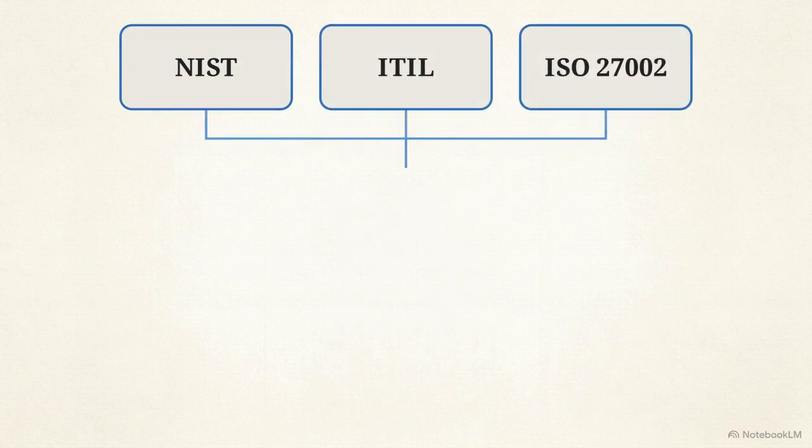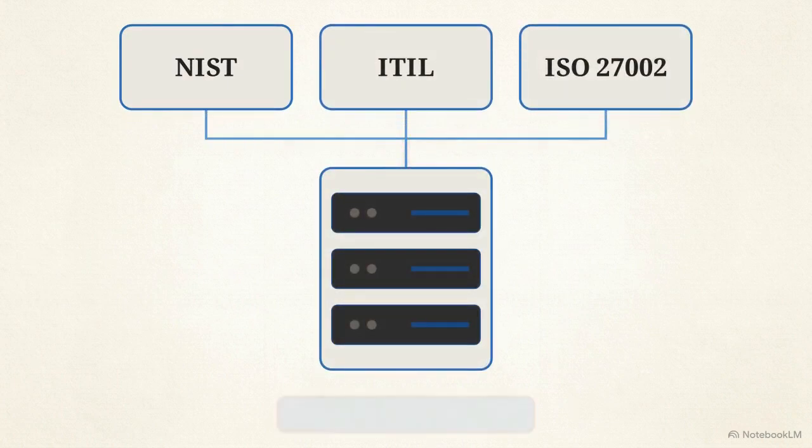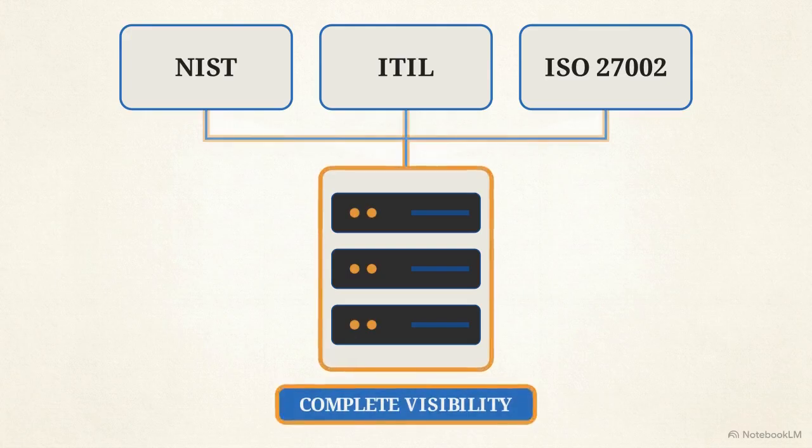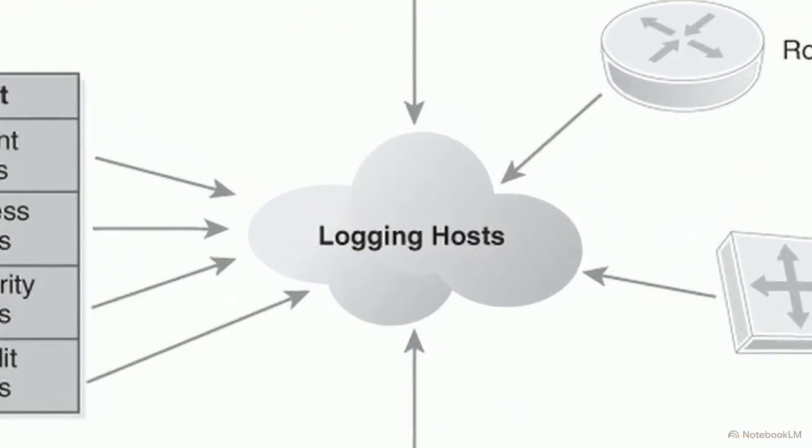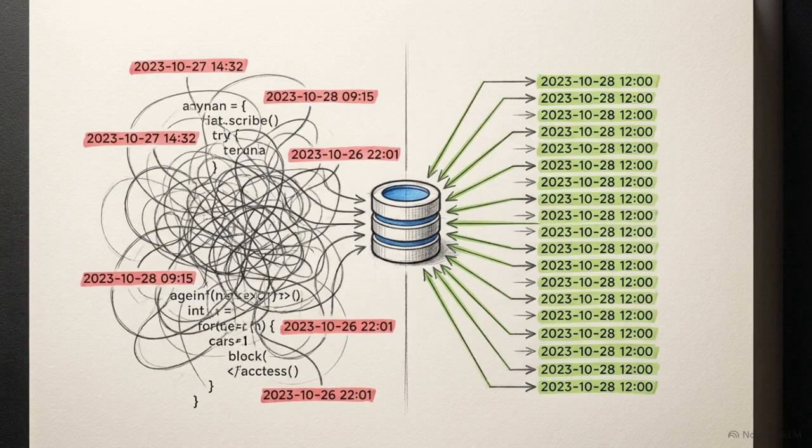This is a baseline requirement dictated by compliance frameworks like NIST, ITIL, and ISO 27002. This diagram illustrates diverse system components feeding data into a central SIEM platform to aggregate event, access, and security logs. But this centralized data is useless unless every device clock is perfectly synchronized using the network time protocol. Without timestamp-accurate logs flowing into a central repository, correlating anomalies and detecting threats across the network is technologically impossible.